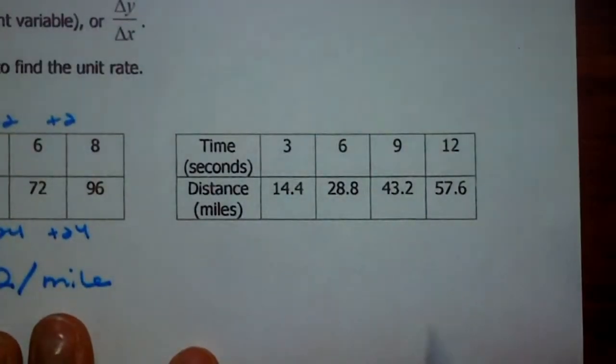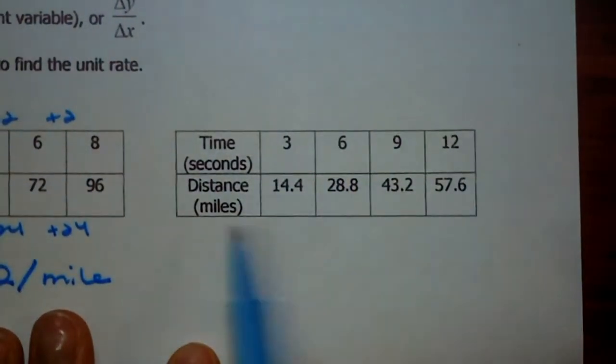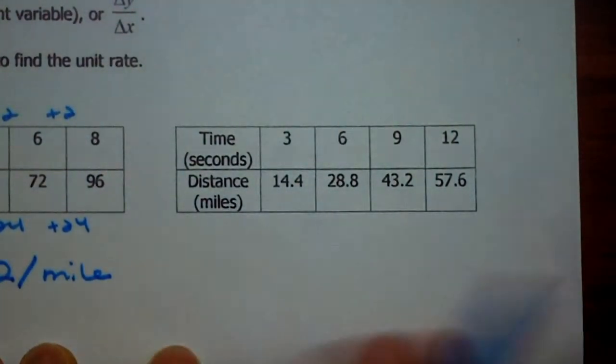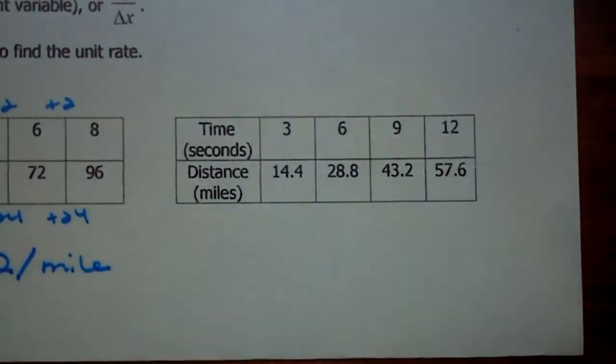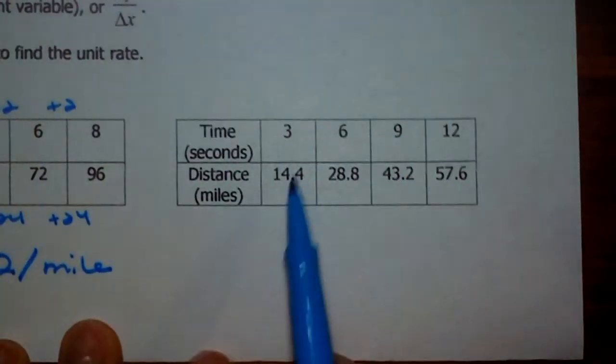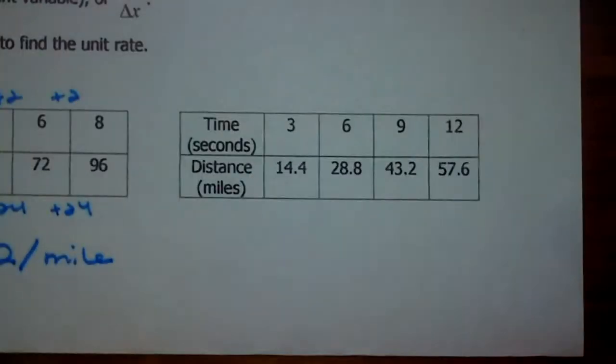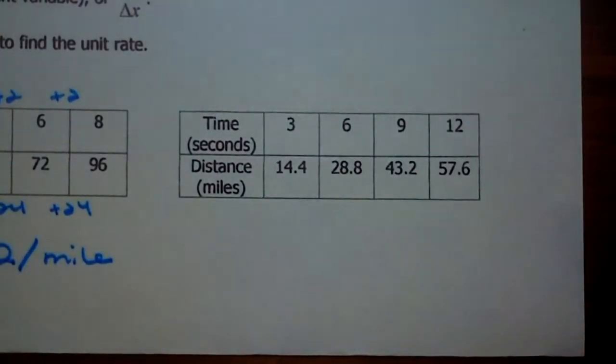All right, take a look at the next table. This time it gives me time in seconds, 3, 6, 9, 12, and then the distance traveled in miles. So in 3 seconds, we've traveled 14.4 miles. I'm guessing we're talking about something like an automobile of some sort, maybe an airplane, because that's really quite the distance to travel in 3 seconds. I don't know. Not very realistic data, but it is data, and that's all we need to practice this stuff.